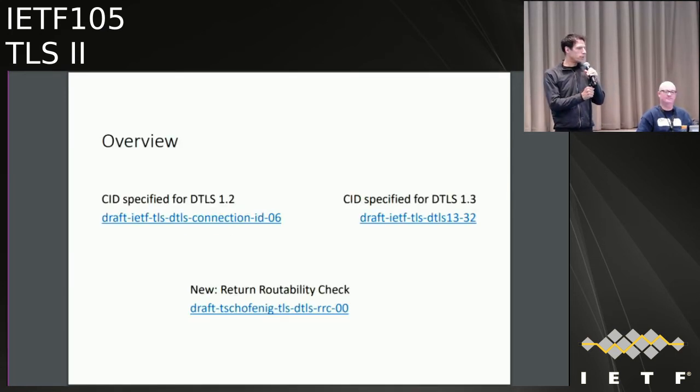So the connection ID topic. At the moment there are three documents I would like to talk about. The first two on the top are the connection ID for DTLS 1.2 and the connection ID for DTLS 1.3, which is in the DTLS 1.3 specification itself. And then there's a new document on the bottom, and I will get to that in a minute.